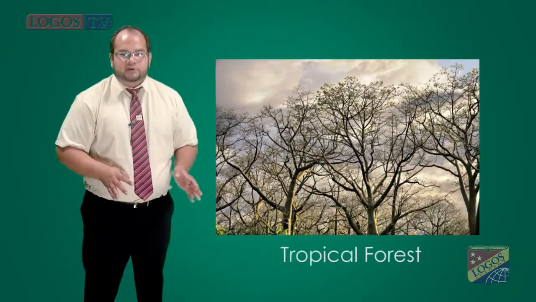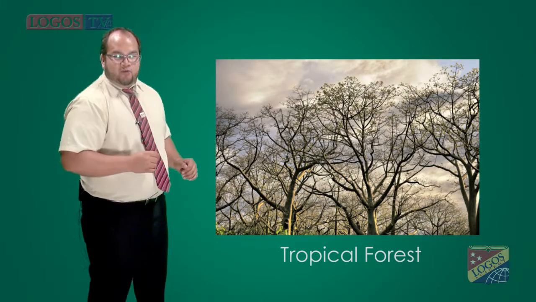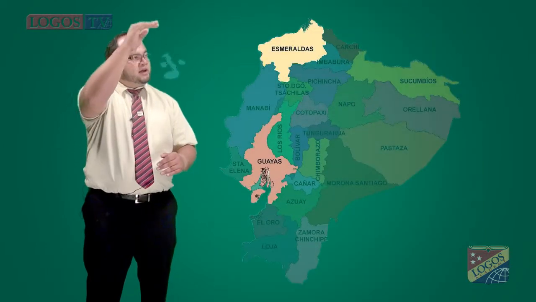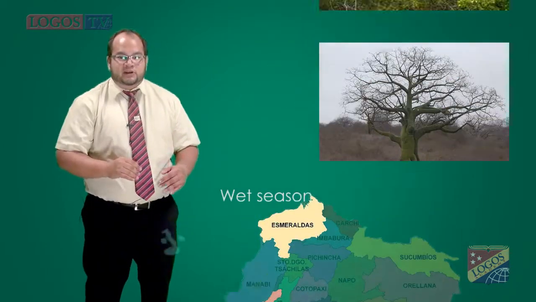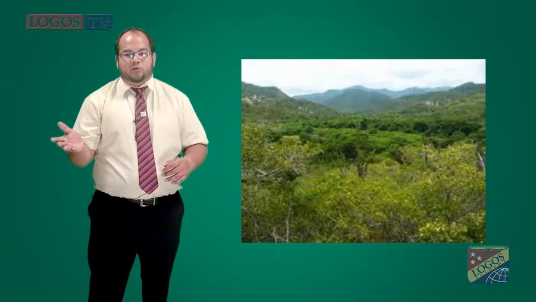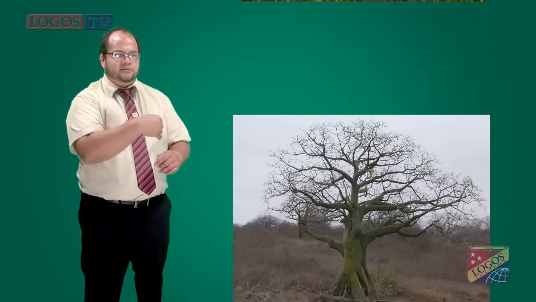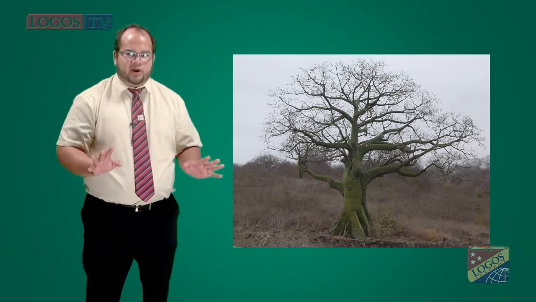Let's start with the tropical dry forests. Look at the pictures to have an idea of what a tropical dry forest in our country looks like. If you live on the coast, you are familiar with this type of forest. These forests are located in hot areas in the coast, mainly from Esmeraldas to Guayas. The wet and dry seasons are very clear. The wet season or rainy season goes from December to May, while the rest of the year is rather dry.